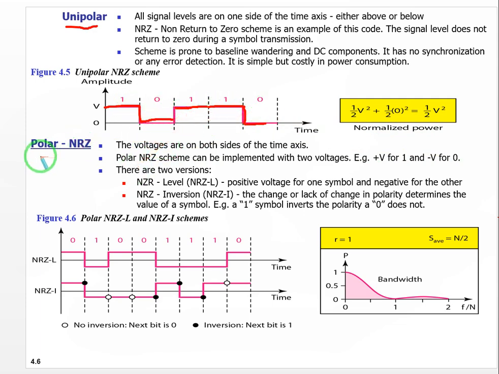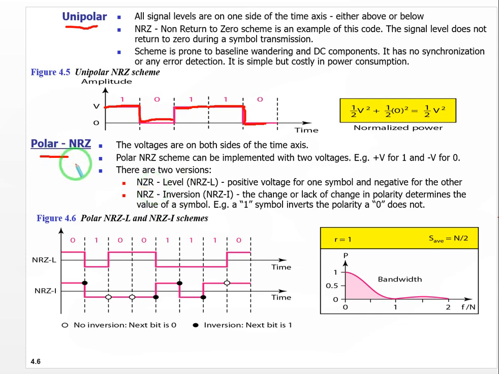So now coming to the second line coding scheme, which is polar. In polar we have two methods, which are non-return to zero level and non-return to zero inversion. So for non-return to zero, it's a polar.